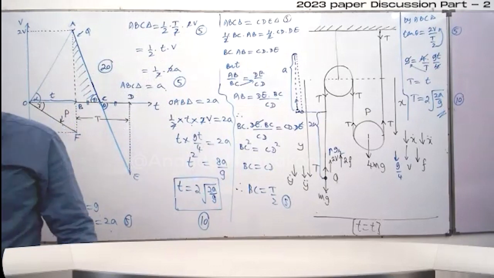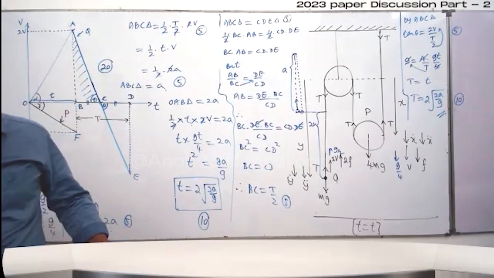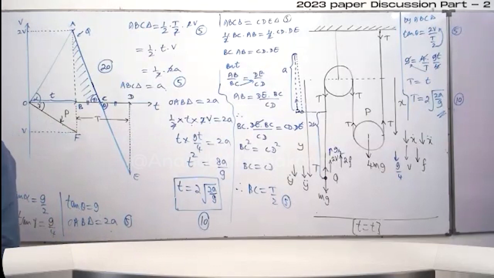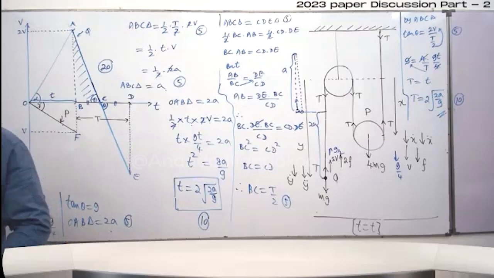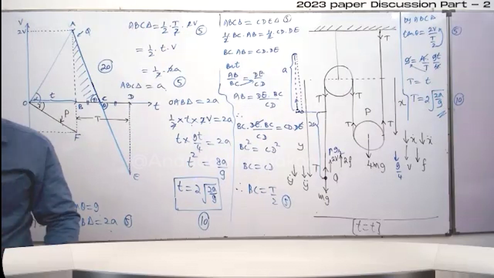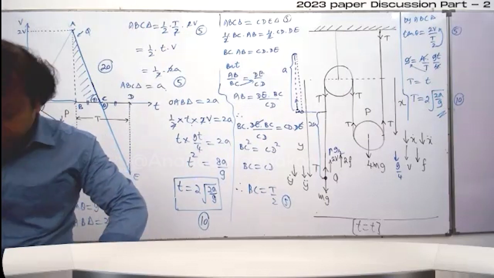Write down, therefore, maximum height ascended by what is asked there? Therefore, particle Q reaches maximum height. Particle Q reaches a maximum height 3A. That way you must write. For that you get another 10 marks. So that's how we discuss that part.